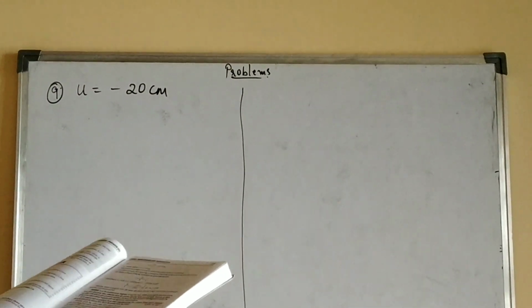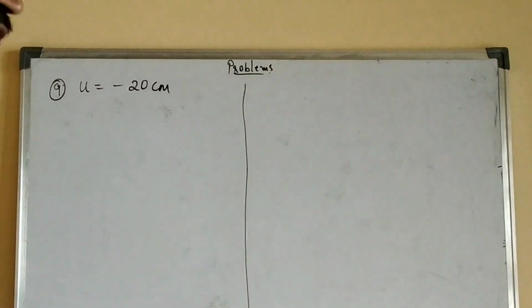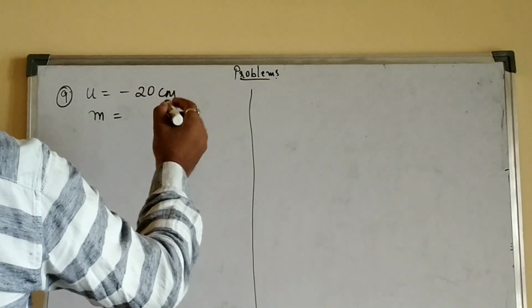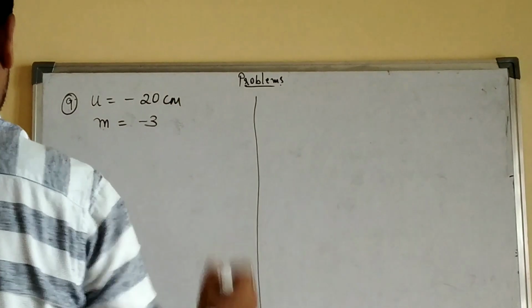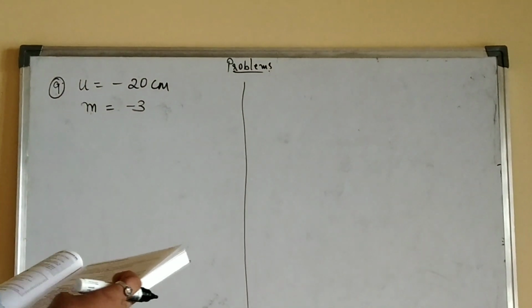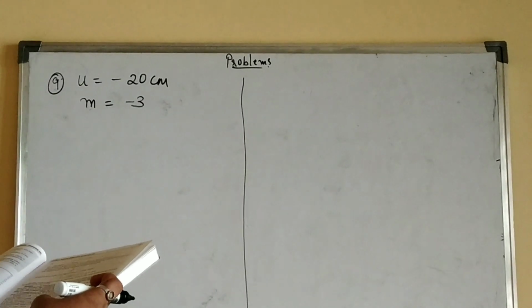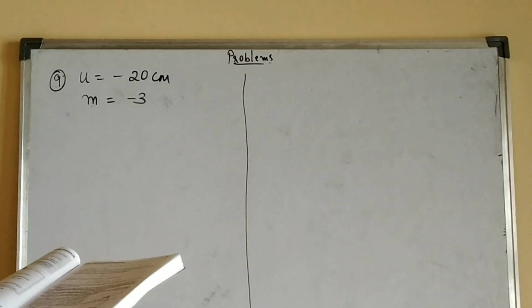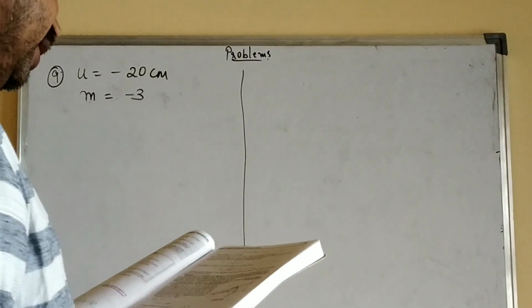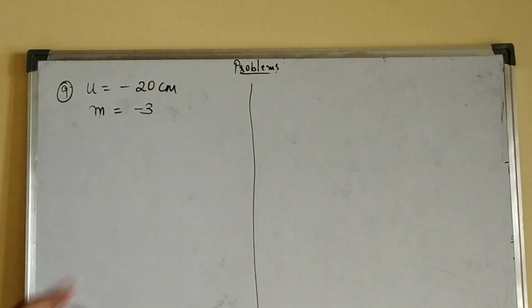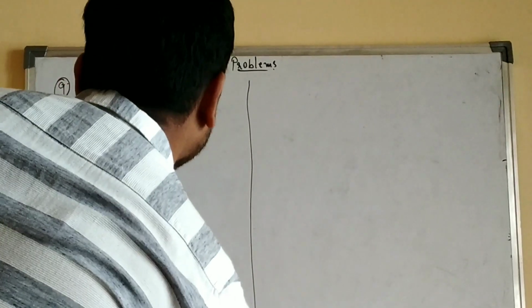Then 3 times the magnified image on the screen means magnification. m is given. Magnification is given how much? Minus 3. 3 times because it is negative, right? Then how far is the screen from the object? How far is the screen from the object? Means you have to draw the ray diagram for this.